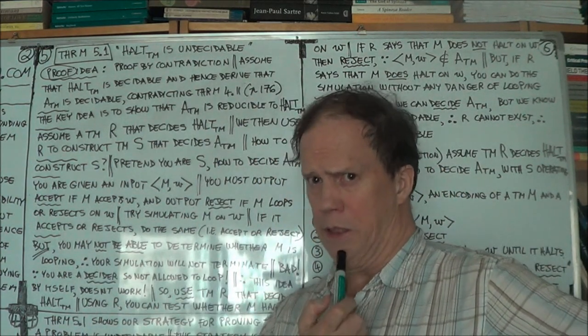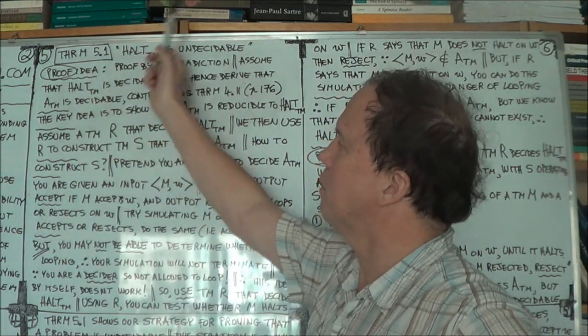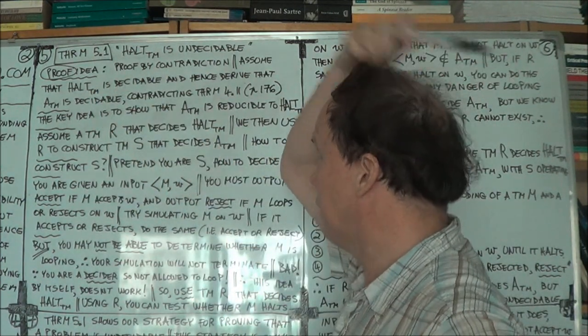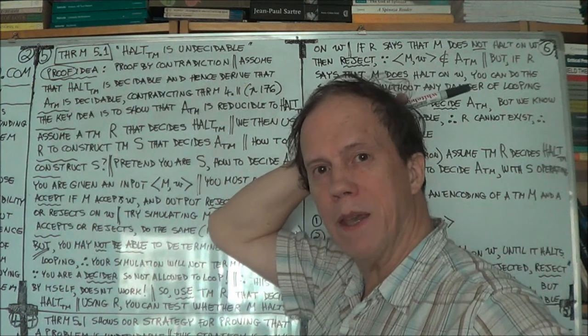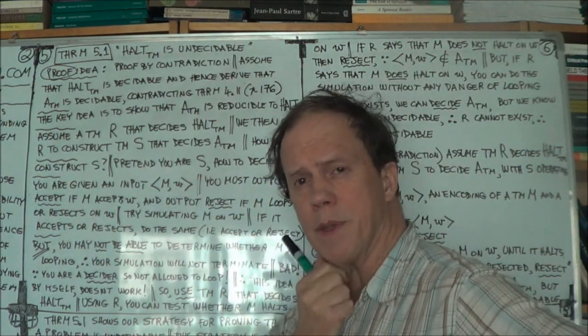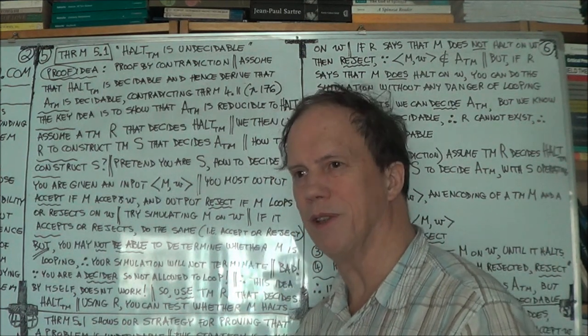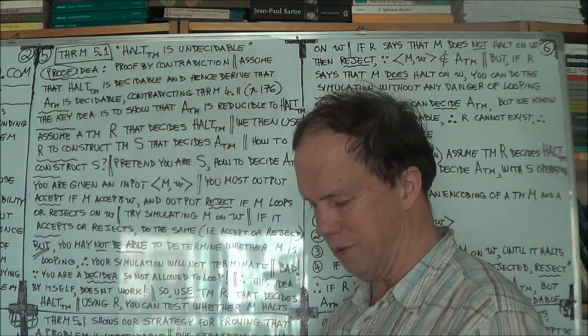Now we get into our first theorem of the chapter, so Theorem 5.1, chapter 5, the first item in the chapter. Remember that Sipser uses global ordering, which is something I highly approve of. I wish many other authors did.